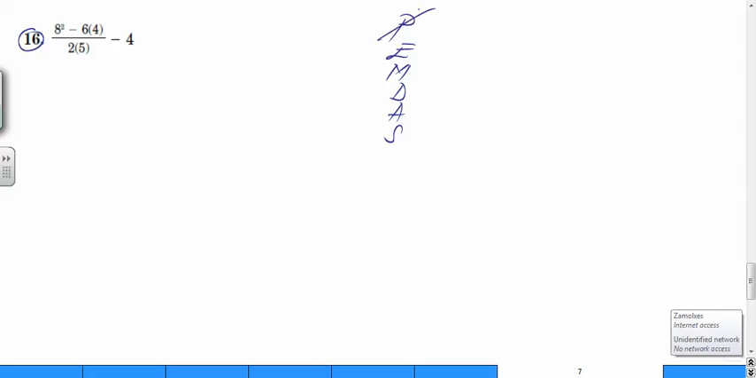Okay, so no parentheses. Do I have exponents? Yes, I have. So my exponent, first one, 8 squared. What is 8 squared? How many factors of 8? I got 2 of them, and they need to be multiplied. That would be 64. 8 times 8, 64. So I have 64 minus 6 times 4. Be careful here, right? Over 2 times 5 minus 4.